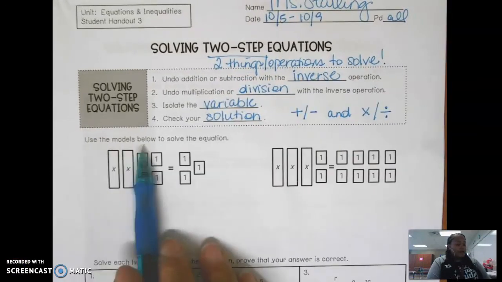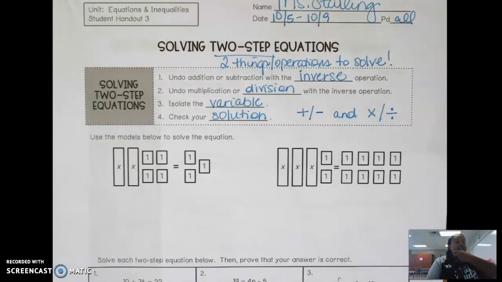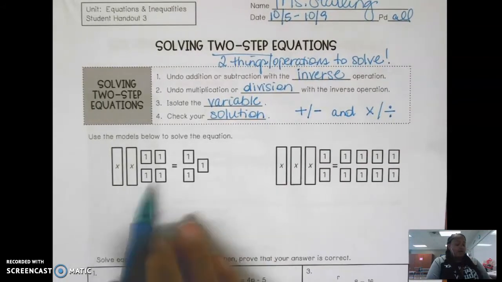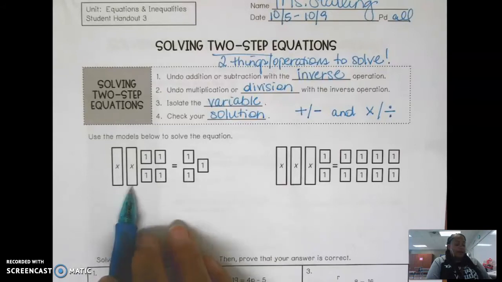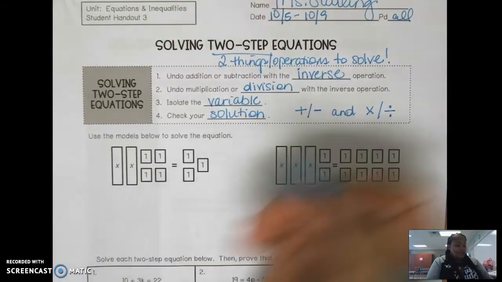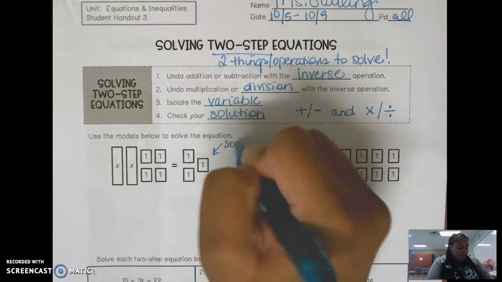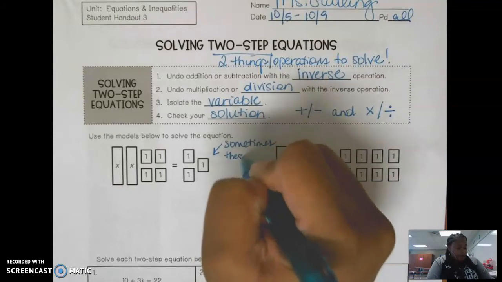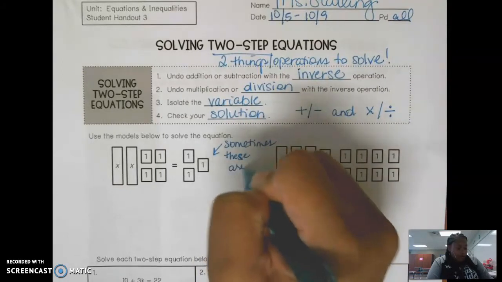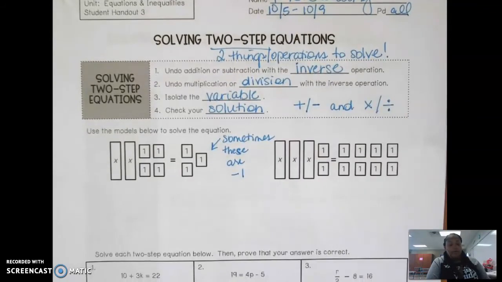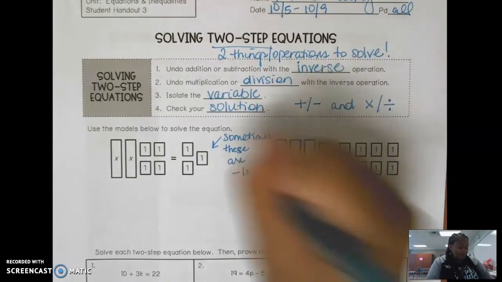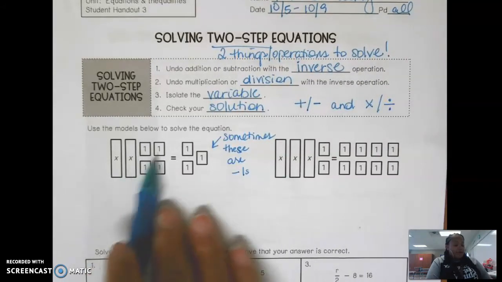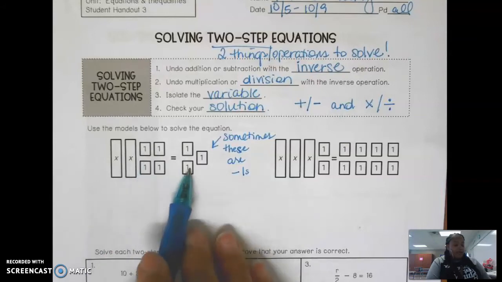Okay, down here it says use the models below to solve the equation. So this is a visual version of an algebraic equation. They just use bar models and units to represent the x's and the ones. Sometimes these will be negative. These are negative ones. So this just means 2 x's and 4 ones equals 3 ones.